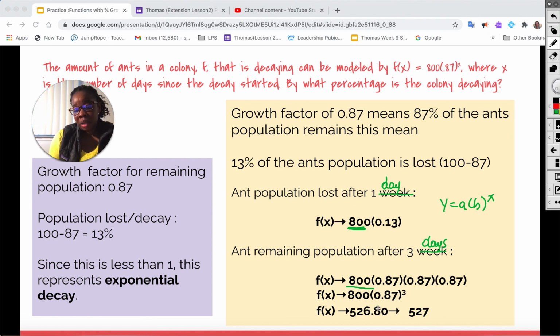When we simplify that, you can put this in a calculator. We're getting 526.80. Now, we know an ant is an ant is an ant, so we don't have 0.8 of an ant, so we're going to round that to the closest whole number. So we're going to estimate that there are 527 ants in the population at this time.